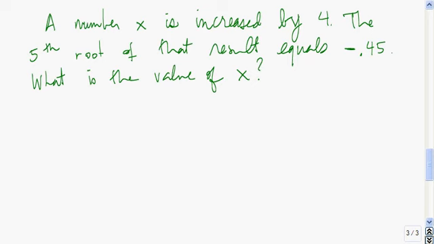Okay, here we have a number x that's increased by 4. The fifth root of that result equals negative 0.45. We want to find the value of x. Okay, so let's start with the number x. It's increased by 4. That means we add 4 to it. The fifth root of that is equal to negative 0.45. So the fifth root of that means this to the 1/5 is equal to negative 0.45.